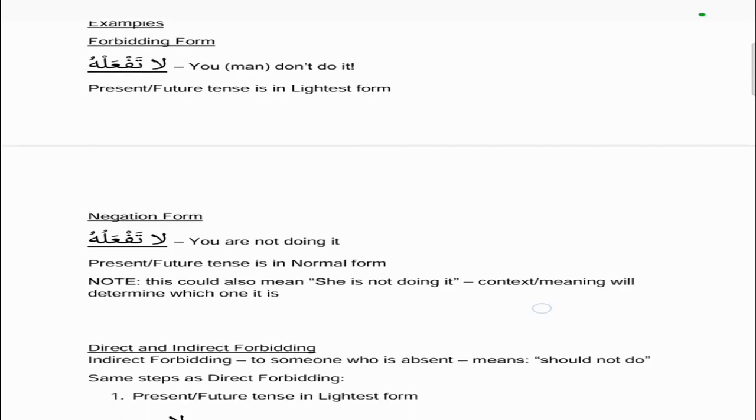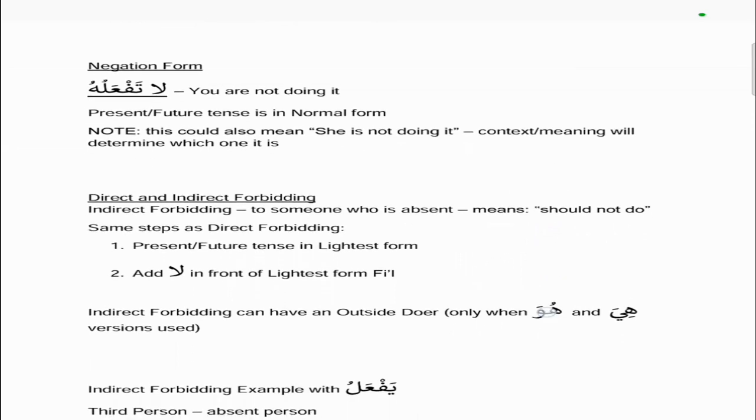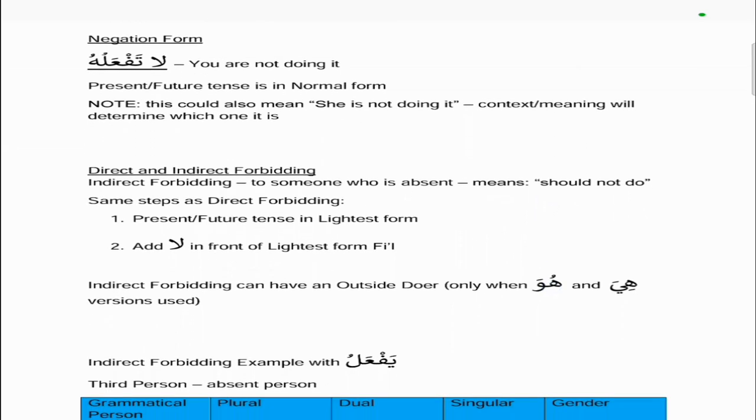But negation is different, because here we have the la again, but the present tense fi'l will stay in the normal form. So here the example is la taf'alu, you are not doing it. So that's a negation, you are not doing it. It's not a forbidding, you're not saying you don't do it, but you're just saying you are not doing it. So it's a statement rather than forbidding. If we notice, the present tense is in normal form, which is taf'alu.